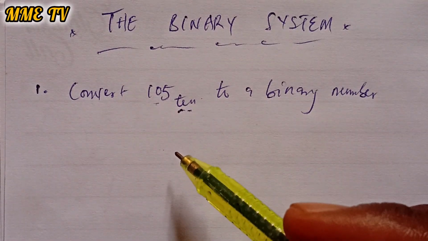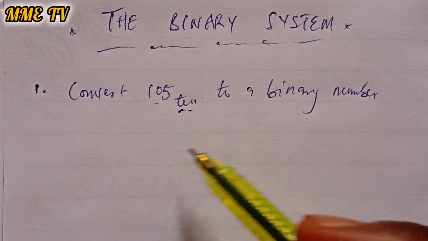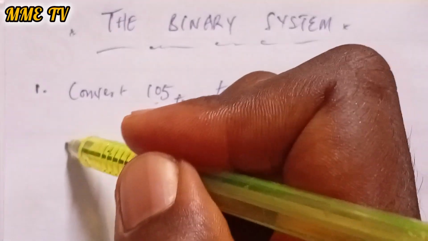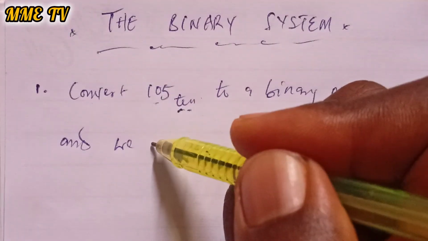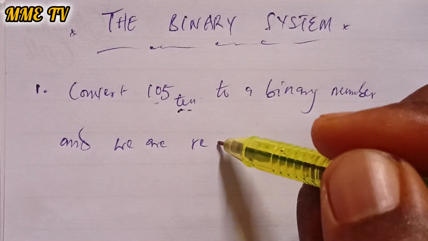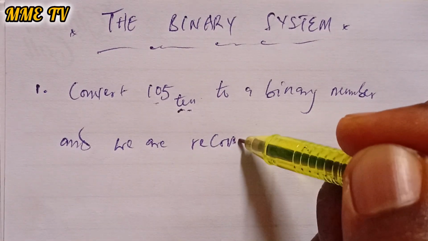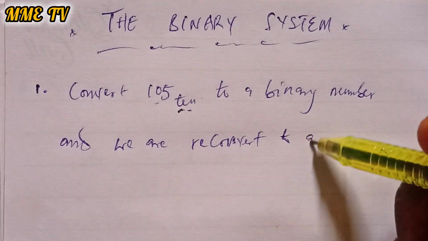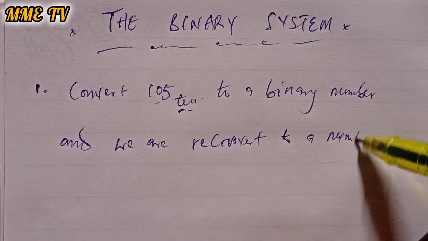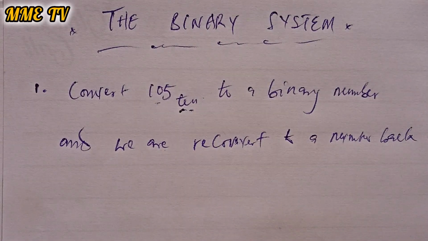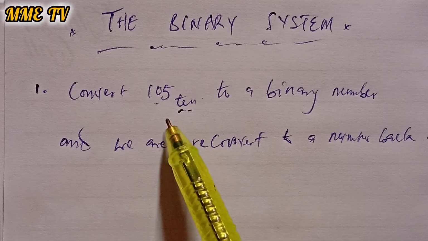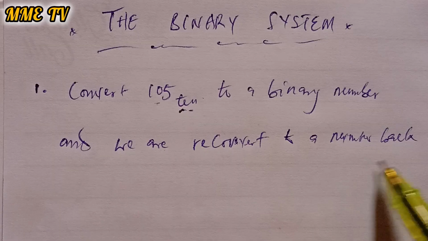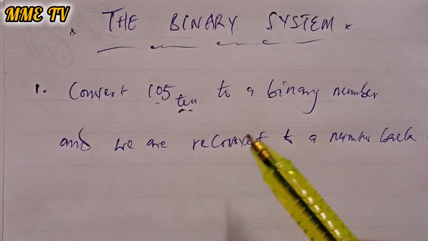Now, with this example, we are going to convert 105 base 10 to binary, and we are going to reconvert it to a normal number back. So this means that we're going to convert this 105 base 10 to a binary number, and we'll also reconvert it to a number back. Just see how this works.